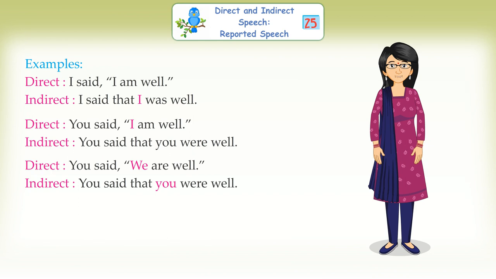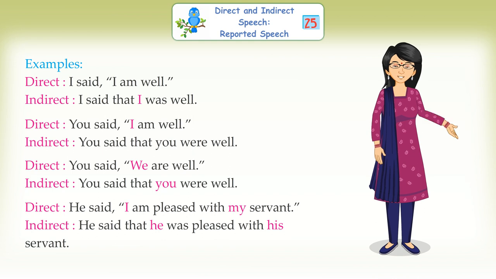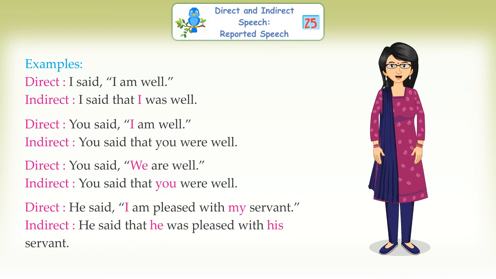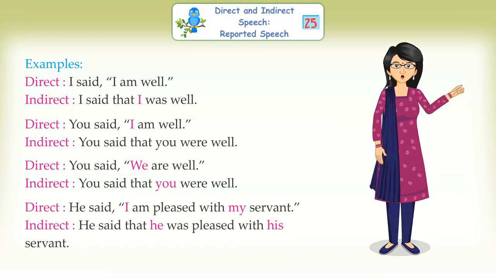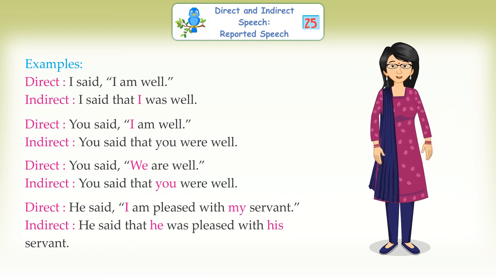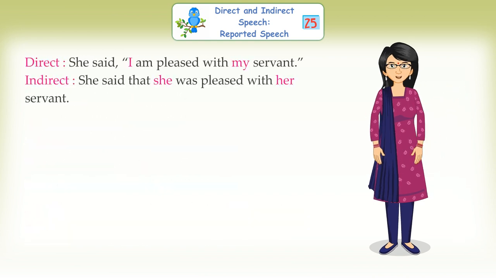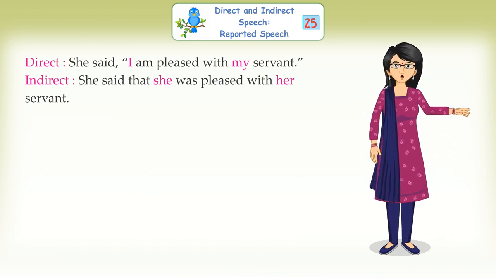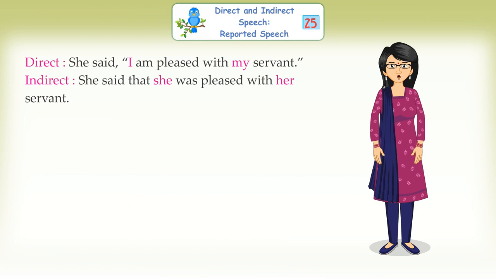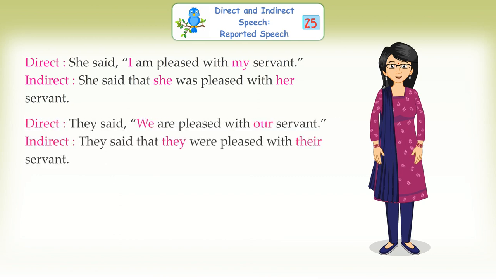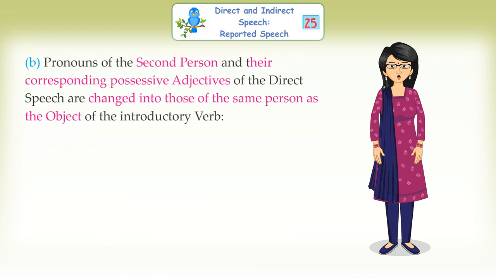Direct: You said, "We are well." Indirect: You said that you were well. Direct: He said, "I am pleased with my servant." Indirect: He said that he was pleased with his servant. Direct: She said, "I am pleased with my servant." Indirect: She said that she was pleased with her servant. Direct: They said, "We are pleased with our servant." Indirect: They said that they were pleased with their servant.